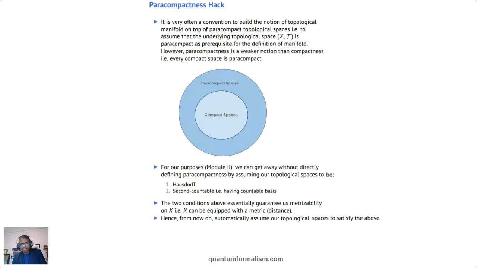I will ask you to assume that from now on, the topological spaces are Hausdorff. You know what a Hausdorff space is. And the second condition I will assume is that it is second countable. Remember what second countability means. It means that the space has a countable basis, okay? Set theory 101, countable means that you can put it in bijection with the natural numbers, or a subset of them, right? So these are the two conditions that we need. For our purposes, these two will imply paracompactness for the spaces that we are interested in.